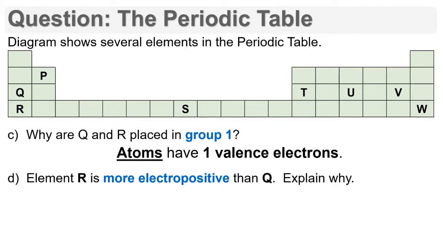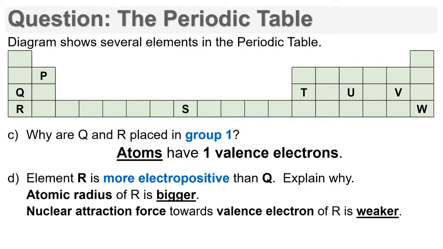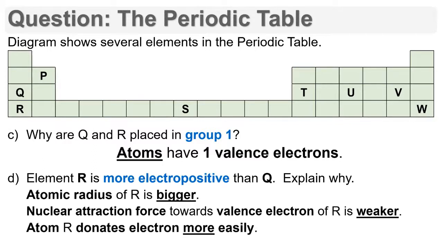D. Element R is more electropositive than Q. Explain why. Electropositivity is the ability of an atom to donate electrons to form a positive ion. Electropositivity is the reactivity of a metal. To explain why R is more electropositive than Q, atomic radius of R is bigger. Attraction force of nucleus towards valence electrons of R is weaker. Atom R donates electrons more easily. To compare, use comparative adjectives such as bigger, weaker, and more easily.